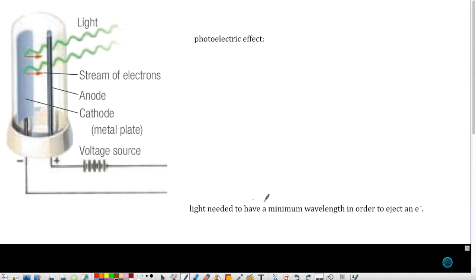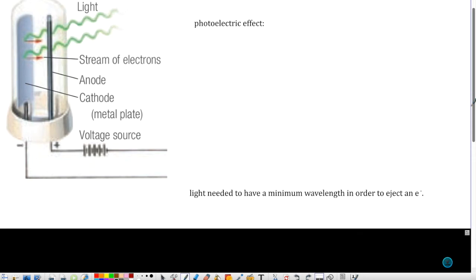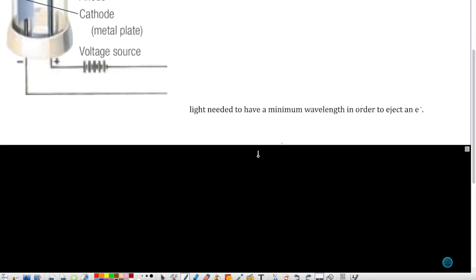And the interesting thing about the photoelectric effect, as they mentioned in the video, was that light needed to have a minimum wavelength in order to eject an electron. All right, so that's the photoelectric effect. That's the kind of important stuff there.